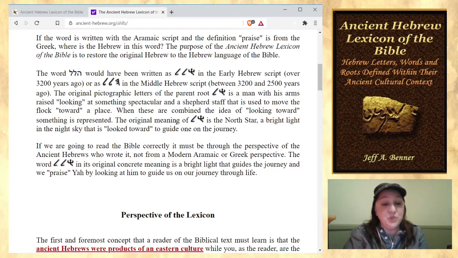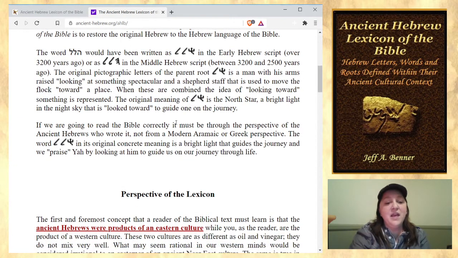If the word is written with the Aramaic script and the definition praise is from the Greek, where is the Hebrew in this word? The purpose of the ancient Hebrew lexicon of the Bible is to restore the original Hebrew to the Hebrew language of the Bible. The word halal would have been written as we see here in the early Hebrew script over 3,200 years ago, or as we see here in the Middle Hebrew script, written between 3,200 and 2,500 years ago.